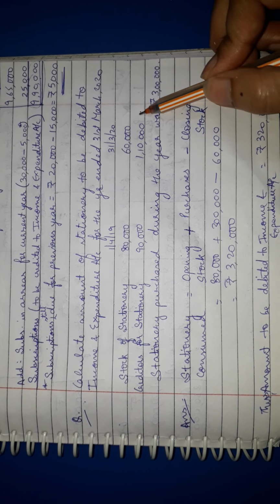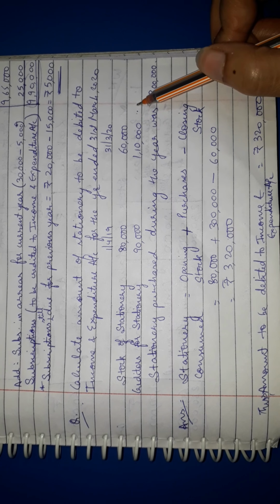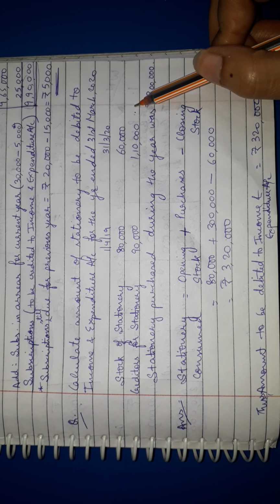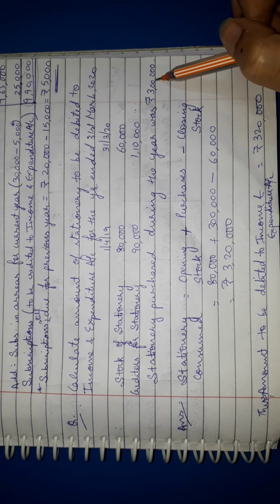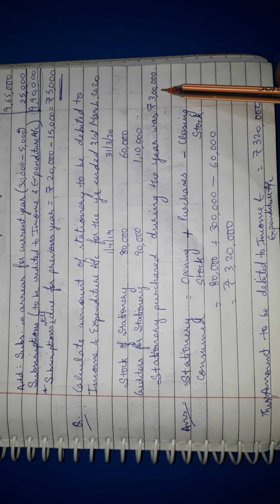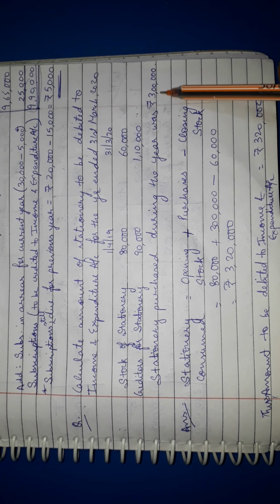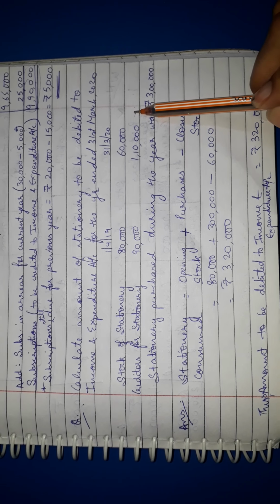because when we prepare creditors for stationery account, we get to know about the credit purchases of stationery. That already is being mentioned here, inclusive of cash purchases. Now that it is given in the question that the stationery purchased is 3 lakh rupees, creditors for stationery will not be involved in the calculation.